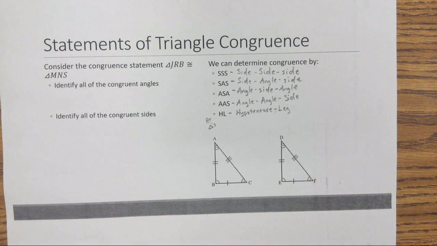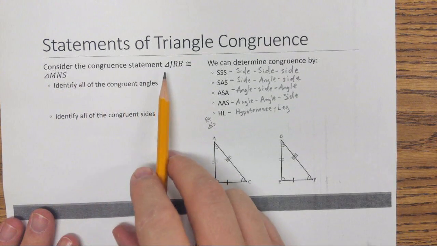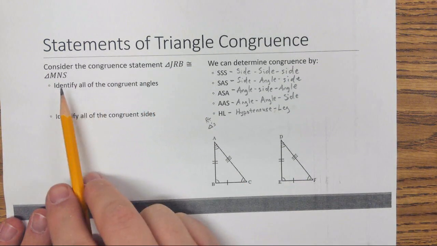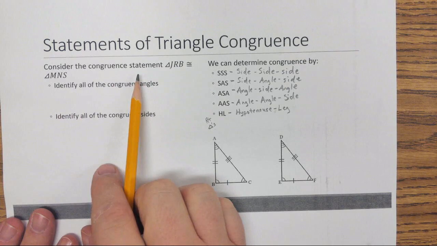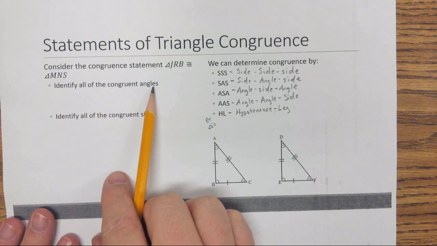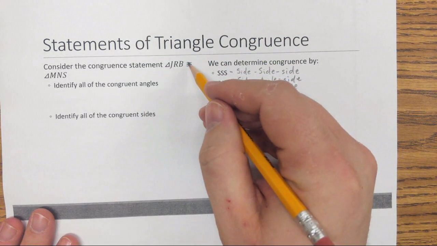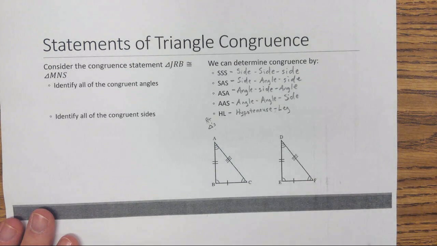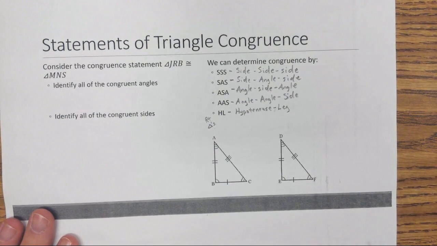Alright. So let's talk about how these things happen. So we're going to consider the congruence statement of triangle JRB and MNS. Okay? We want to identify all the congruent angles and identify all the congruent sides. This little symbol here, the equal sign with the squiggle over top of it, stands for congruence, and then the little triangles in front of the letters are for triangles. And remember that triangles are identified by three letters, okay?